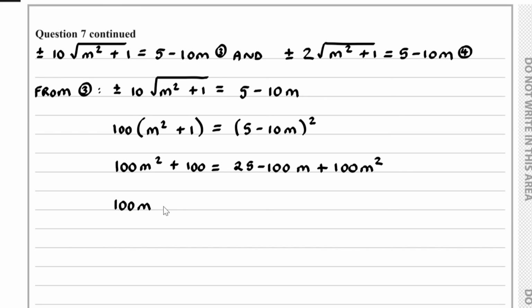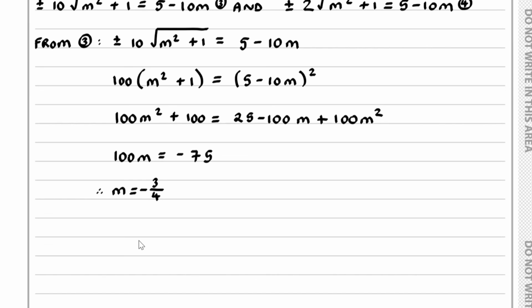So 100m equals minus 75, in which case we can conclude m equals minus 3/4. So we've got a solution for m at minus 3/4.